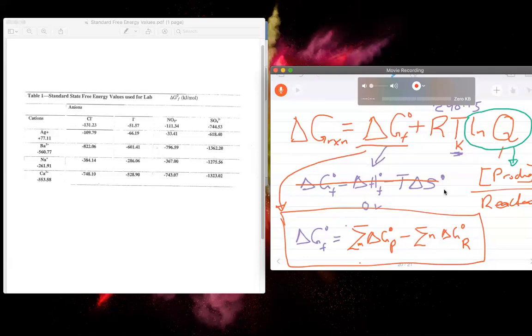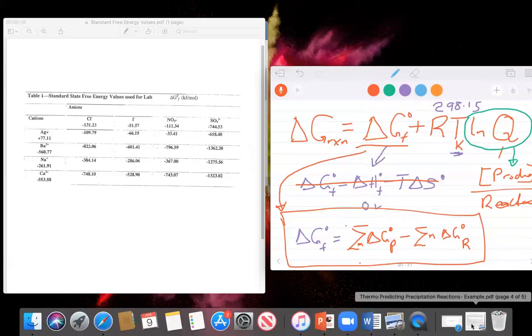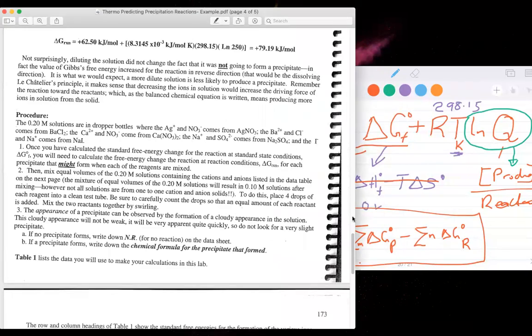to the procedure. I will pull the procedure so that we see how to find the natural log of the reaction quotient. If you read the procedure here, we know the concentration. For all reagents in this particular lab, the concentration is 0.20 molar.